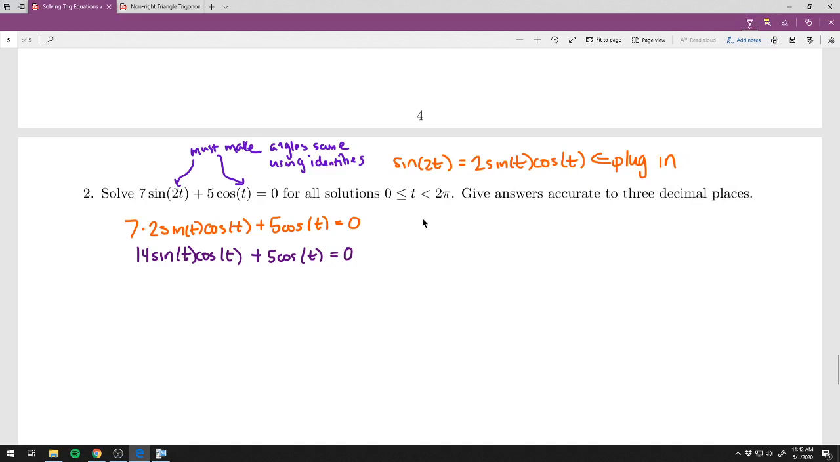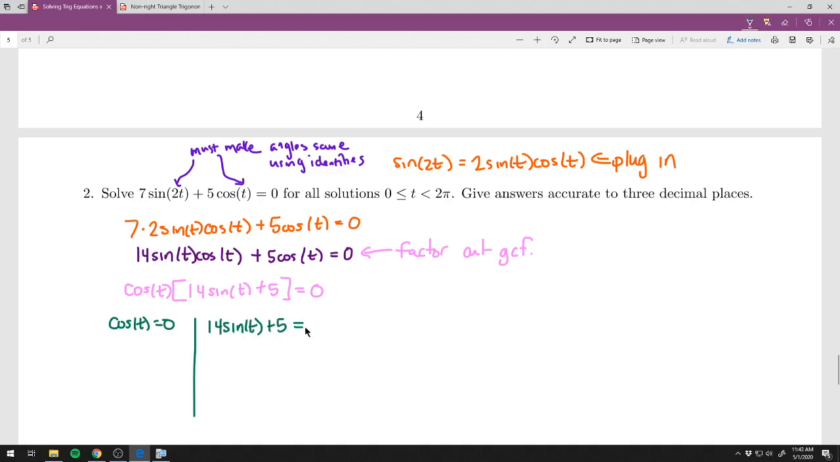Right. And what you want to notice about this one is it looks a lot like the very first one we did in this section. We have a sine and a cosine, but we can factor out a cosine of t, the greatest common factor. Now, 14 and 5 have nothing in common, so you can't do anything about that. But we can factor out the cosine of t, and we get cosine of t times 14 sine of t plus 5 equals 0. All right, now we set each factor to 0. We got cosine of t equals 0, and then the inside, 14 times sine of t plus 5 equals 0.